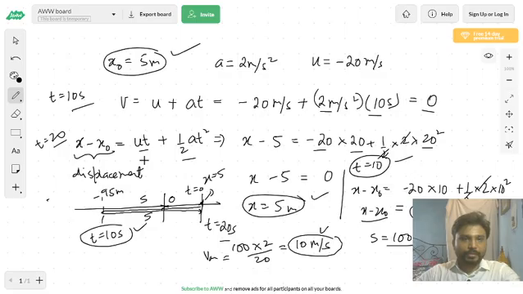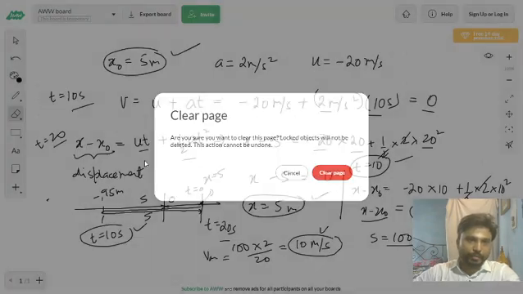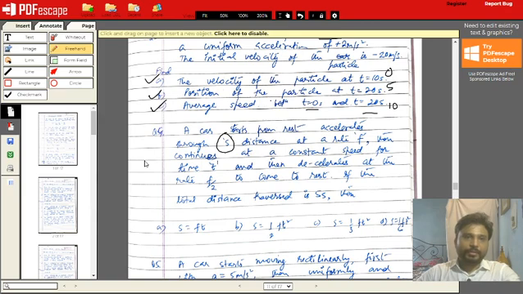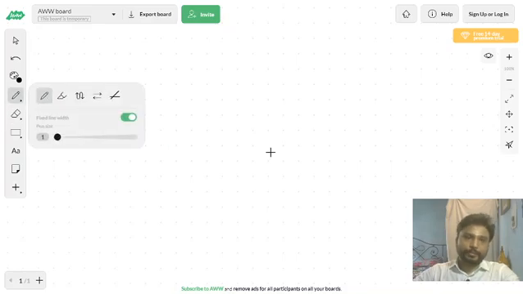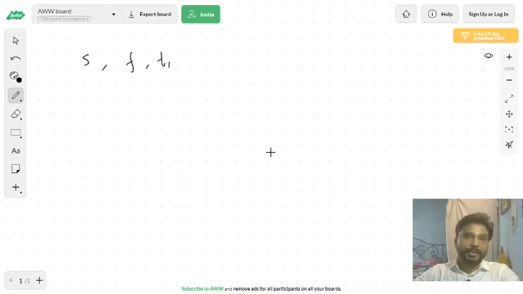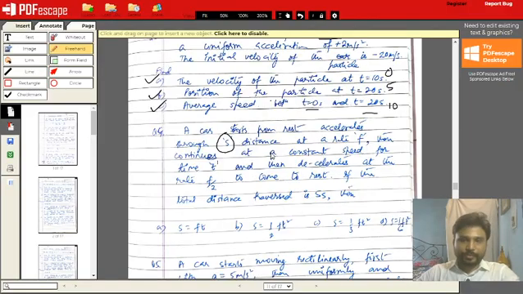First of all, let us clear this board. Now the idea is that a car starts from rest, accelerates through some distance s at a rate f. Let us say that the particle has taken some time t1 to do this. Particle travels a distance s at a rate f, and it took t1 time in this part of the motion. Next, it travels with a constant speed, that means acceleration is 0, and it took t time.